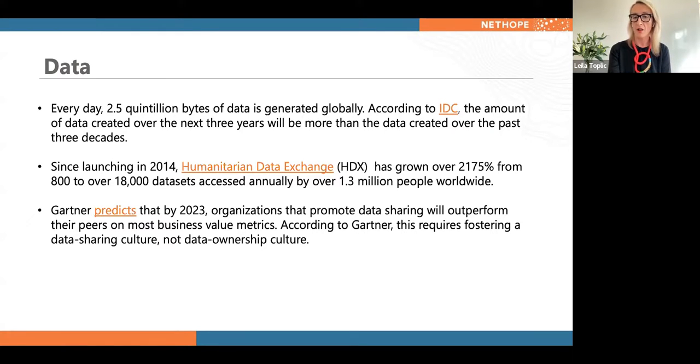So if we can actually launch the second poll, what we'd love to hear from you about is if your organization has a culture of data sharing. So yes, no, or maybe limited. So we'll give you a few seconds to share that with us.